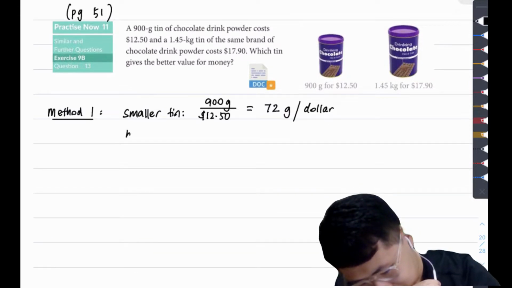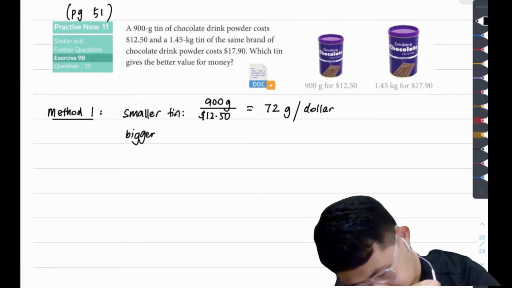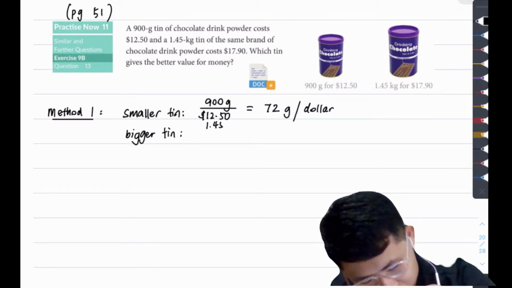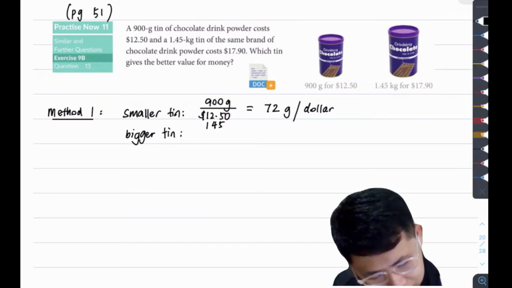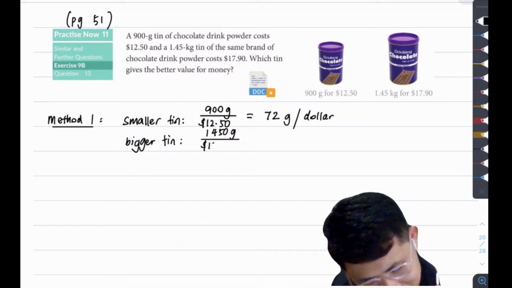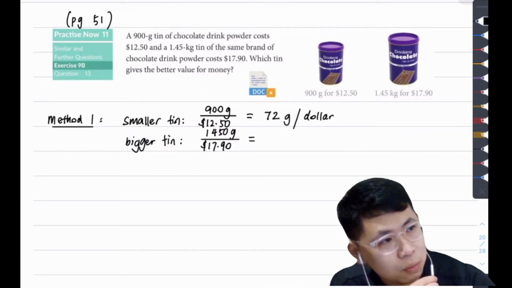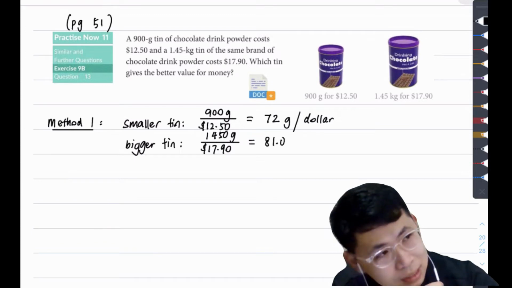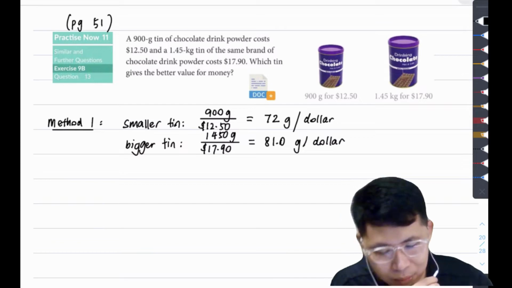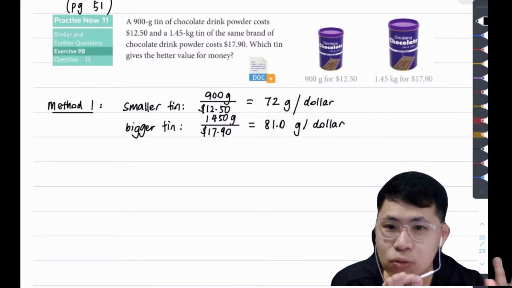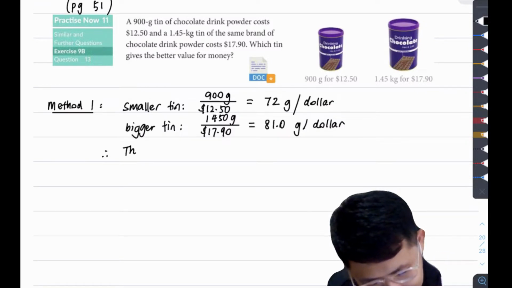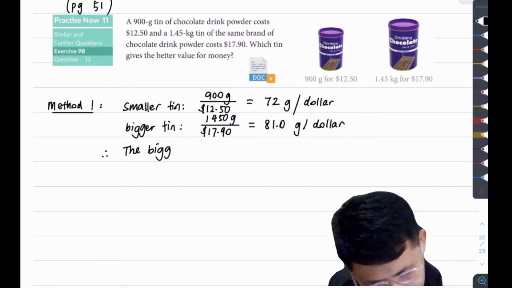Okay, so what about the bigger tin over here? The bigger tin would be 1.45 kg, or let me change to gram so that it's consistent with what I calculated up there, and it's costing me $17.90. So post calculation, this will give me 81.0 grams per dollar. So for every dollar, I'm going to get 81 grams. So every dollar, which one would give me more grams? The bigger tin. So therefore, the bigger tin is more value for money.